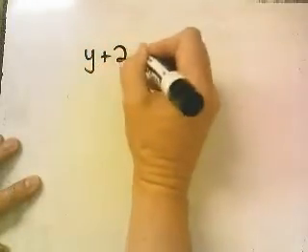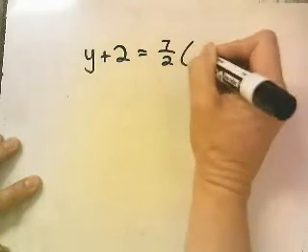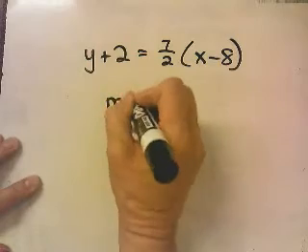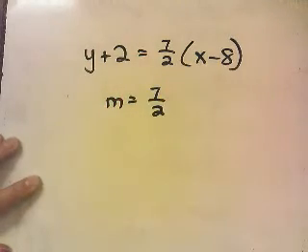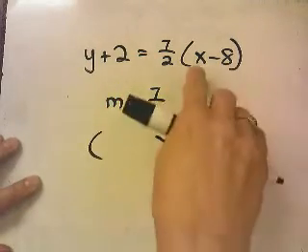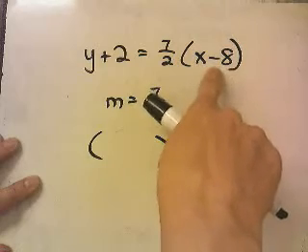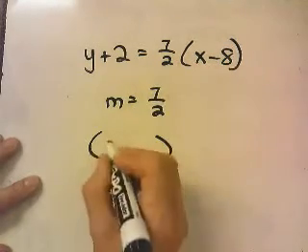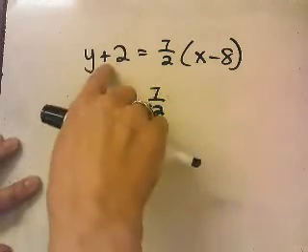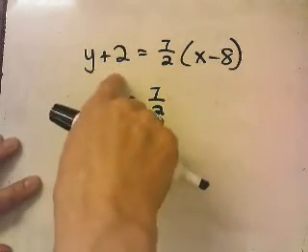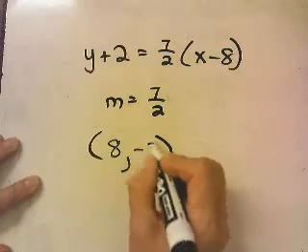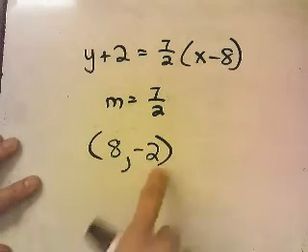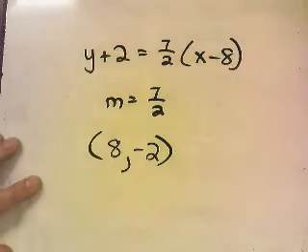y plus 2 equals 7/2 times x minus 8. Now the slope, again, easy and obvious, is 7/2. The point, first I look towards the x. I don't get tricked and say -8. I think, oh, we are subtracting an 8. So that is an 8. We are subtracting here a -2. So this is -2. So this equation has the point 8, -2, and the slope of the line is 7/2.